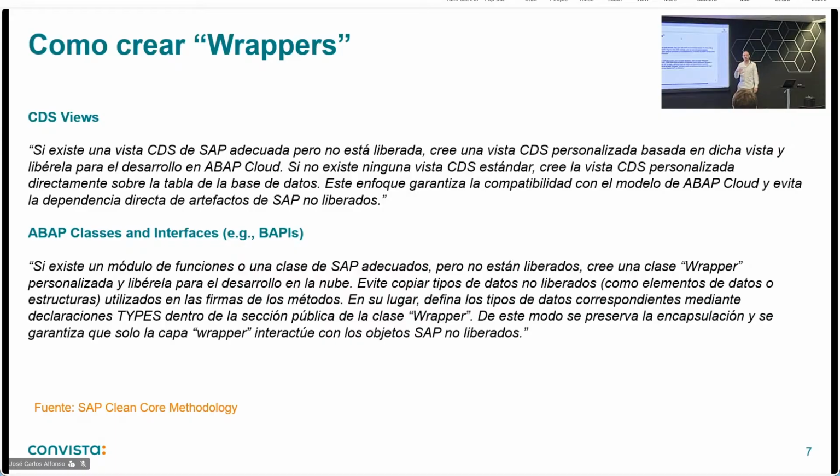If there's no CDS, you have to create a custom CDS, put it on top of your database table, and then release it. For BAPIs and classic APIs, we have to see if there's some classic API released, then create a custom class, wrap this BAPI, and then release this class. What is this for? To expose it as an API to the external system, to the UI, etc. Okay.